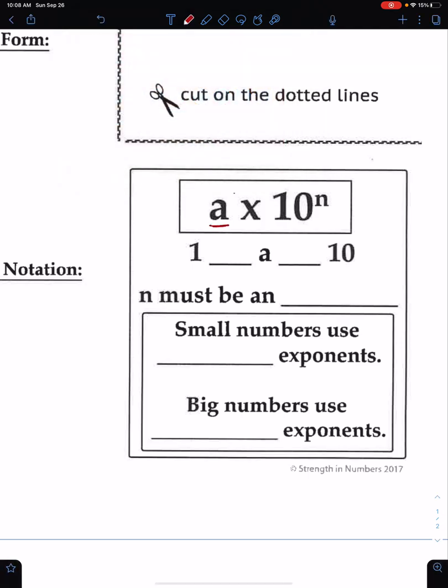Scientific notation is a number times a multiple of 10. So A, which is this number, has to be greater than or equal to 1 and less than 10. And N has to be an integer, which means it can be negative, right? So we're going to see what that means. Very, very small, tiny numbers use negative exponents. And really, really big numbers with lots of zeros at the end use positive exponents.